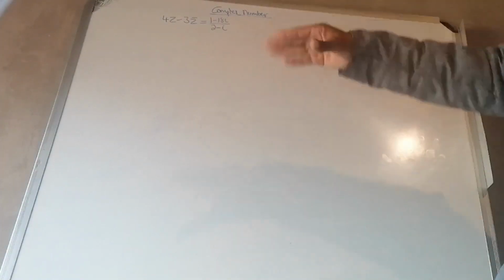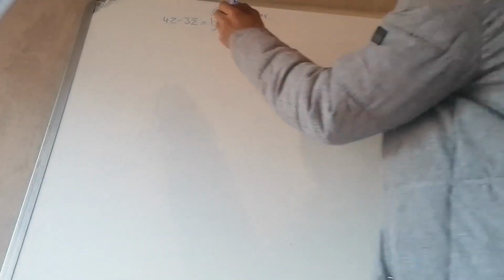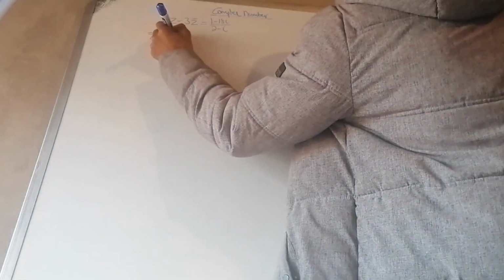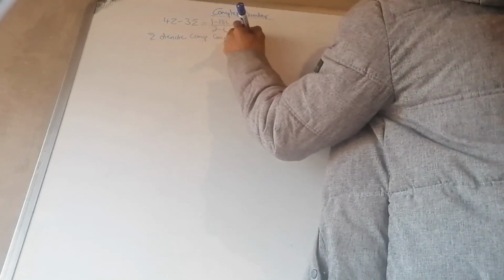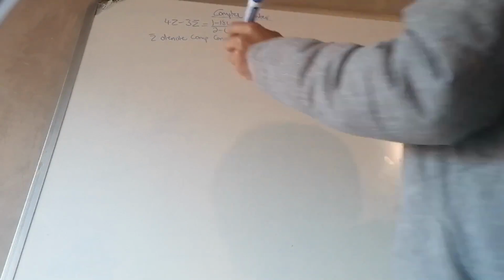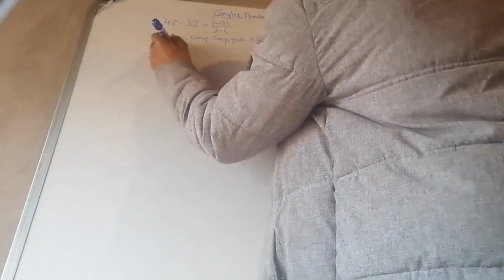All right, wonderful people. Remember, this is what we had on the screen. They said the complex number z satisfies this equation, where z bar denotes the complex conjugate of z. Solve the equation, giving your answer in the form x plus yi.